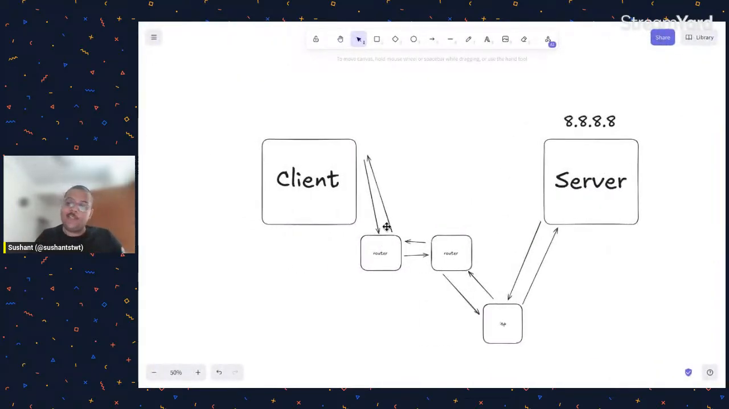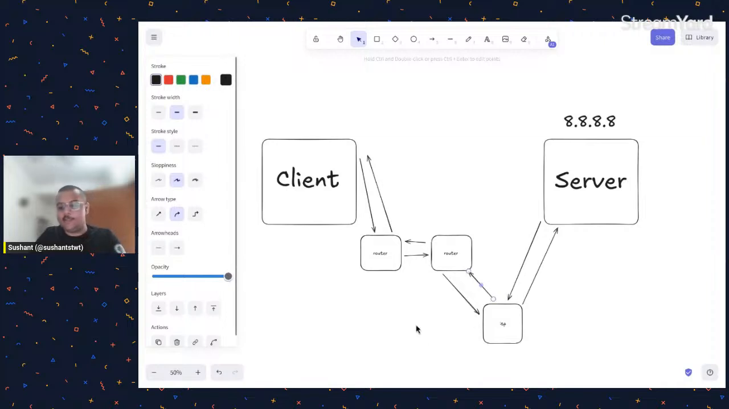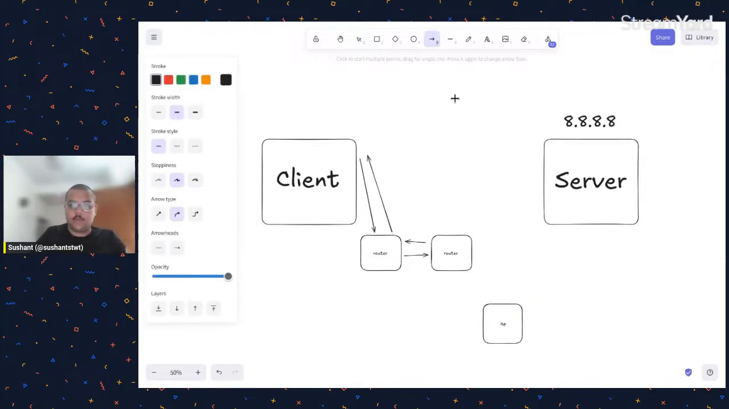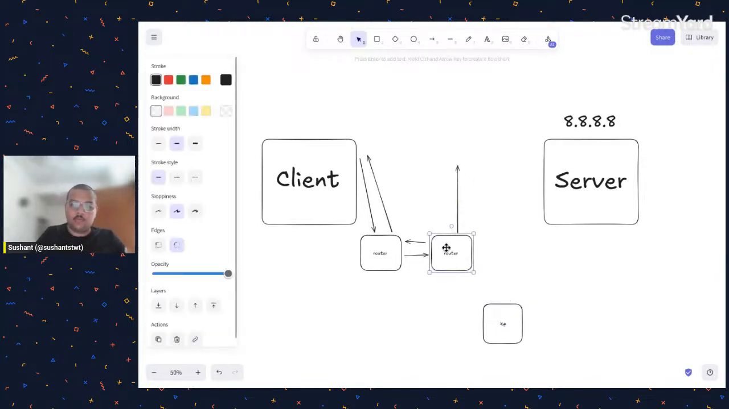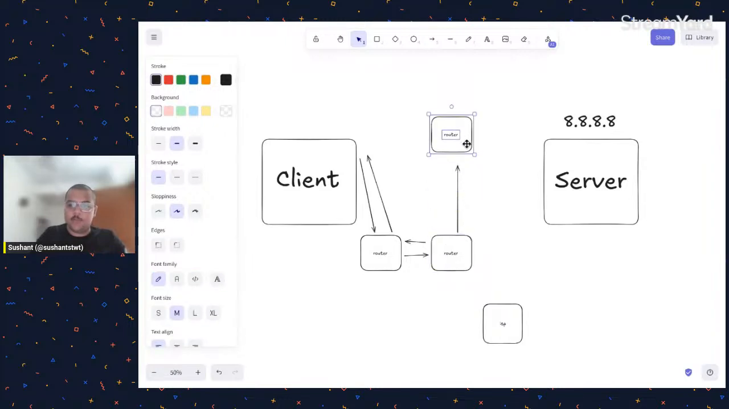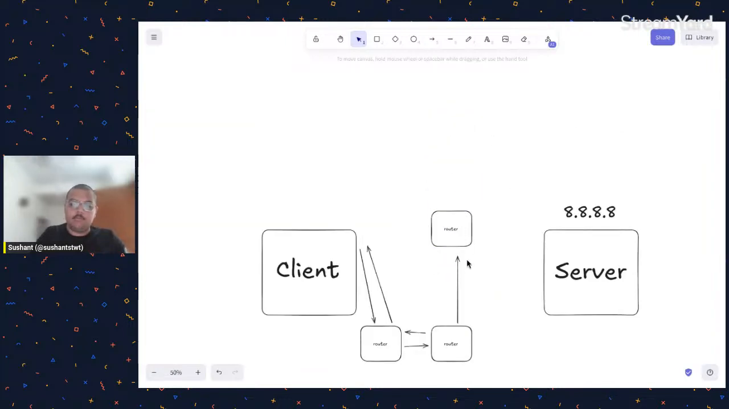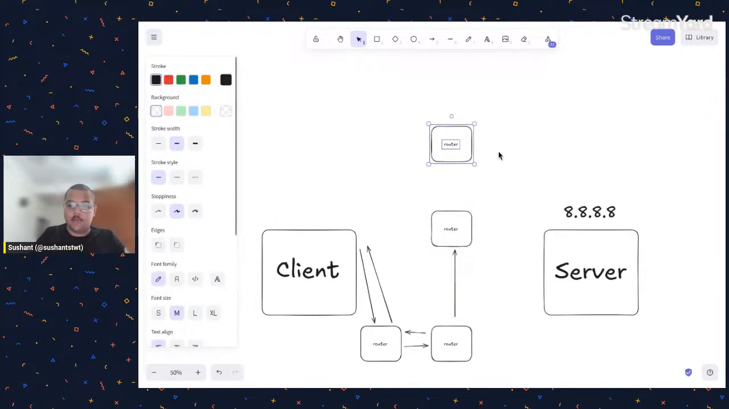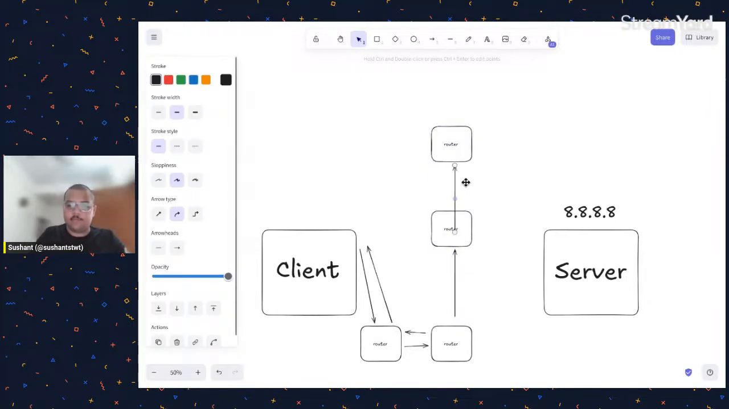Now, the funny thing about packets is that, let's say for some reason my packet is never able to reach my ISP. For some reason, what happens is it comes to this router and it goes to some other router. Now, from this router, it goes to some other router.